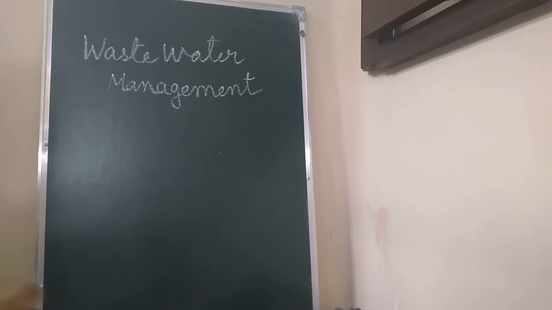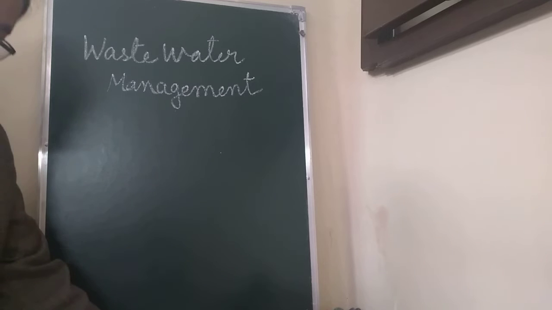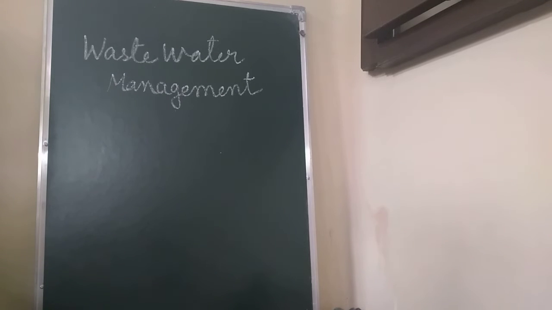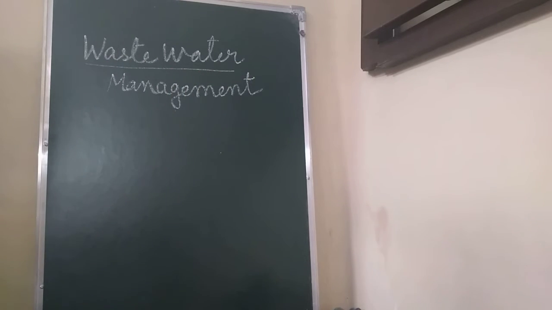Hello children, today we are going to start the lesson that is wastewater management. Now what does wastewater mean? When we use water at home to wash clothes and utensils, bathe and flush toilets, it becomes dirty. This dirty water is known as wastewater, children.